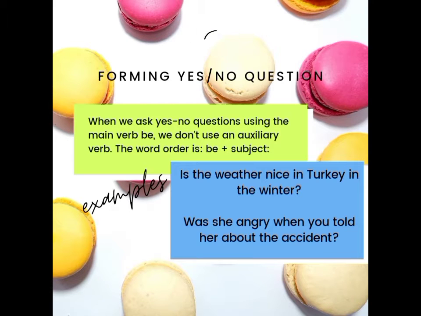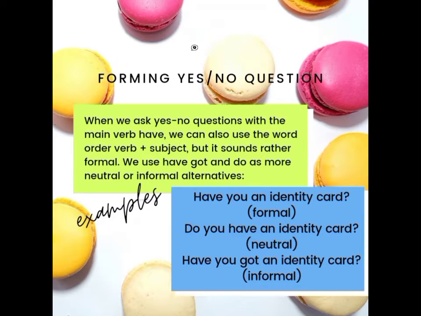And when we want to form yes no question using the main verb be, here is the word order. Nah, kalau teman-teman ingin membuat yes no question menggunakan be sebagai kata kerja utama, jadinya seperti ini formatnya. Be plus subject. Here are the example using be, is, and was for the question. Is the weather nice in Turkey in the winter? Was she angry when you told her about the accident?